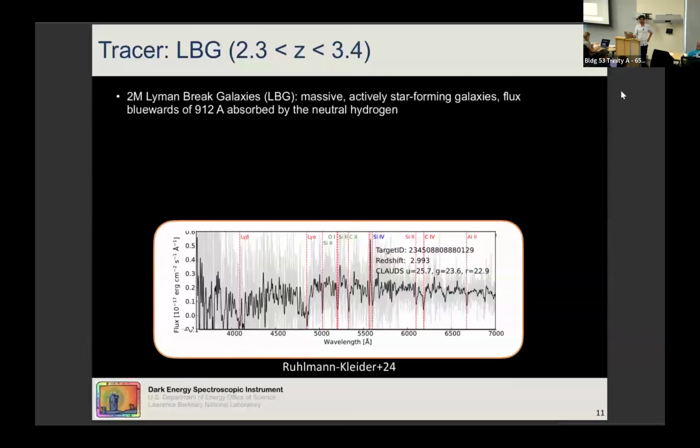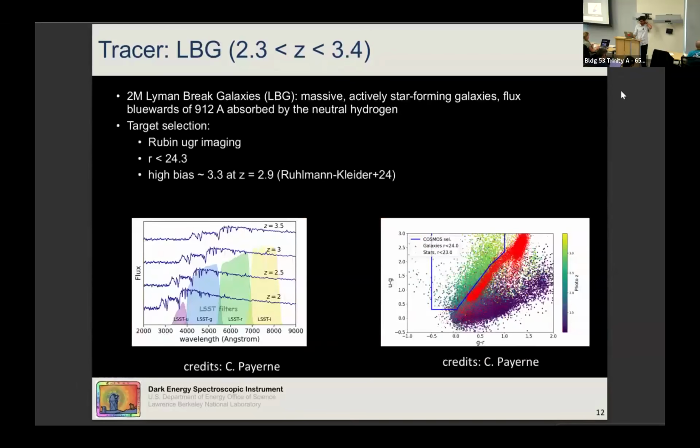The second tracer is Lyman break galaxies, which are more massive star-forming galaxies, where the flux blueward of the Lyman limit is absorbed by neutral hydrogen. Here you can see a nice detection of the continuum with the absorption lines. For those, we'll use Rubin ugr imaging to select them. At the redshifts we're working on they will be red in u-g, so you want a deep u-band, and there Rubin is critical.